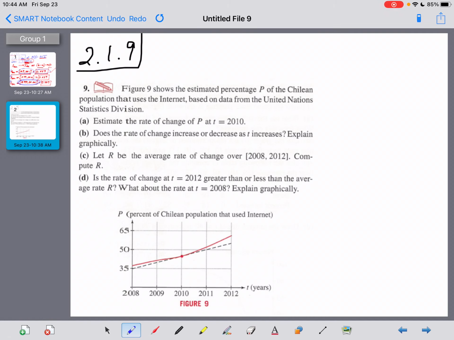Okay, section 2.1, problem number 9 is a really good problem. I'm glad this one was asked, and there's a lot going on within this one. So let's take a look. We've been given a figure right here. We're supposed to focus on the red curve on that graph right there.